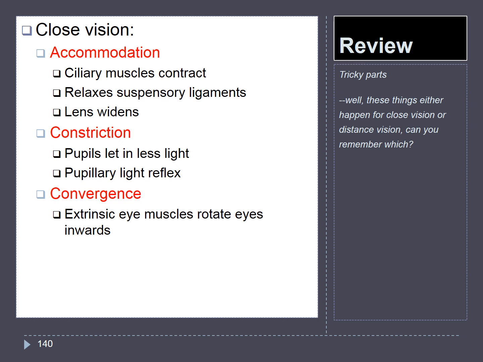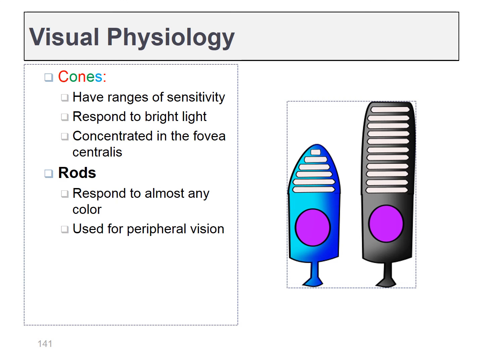So those are three processes that occur in the eye when we switch from distance to near vision. Let's move on and talk about the cell biology of how we convert light waves into action potentials. That is accomplished by two cell types, the cones, of which we have 3 types for color vision, and the rods, which are larger and are used more for black and white vision.